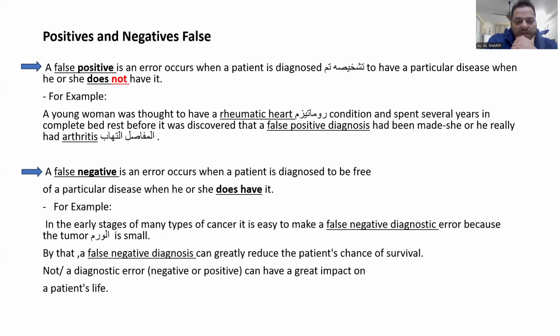For example, in the early stage of many types of cancer, it is easy to make a false negative diagnostic error because the tumor is small. By that, like I said before, a false negative diagnosis can greatly reduce the patient's chance of survival. At last, a diagnostic error, negative or positive, can have a great impact on the patient's life. All of these have a bad side effect on the patient's life.